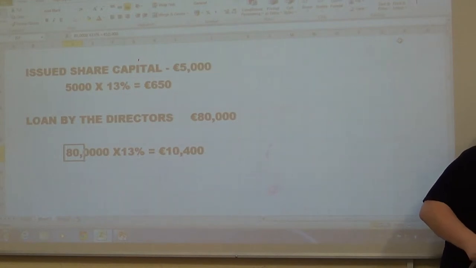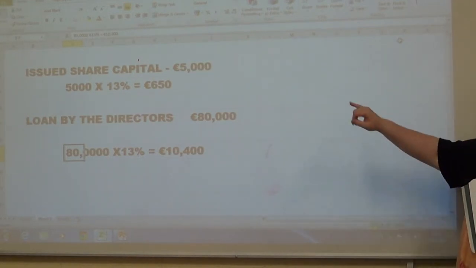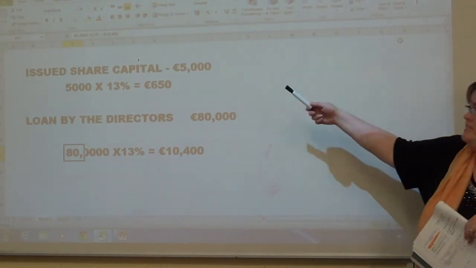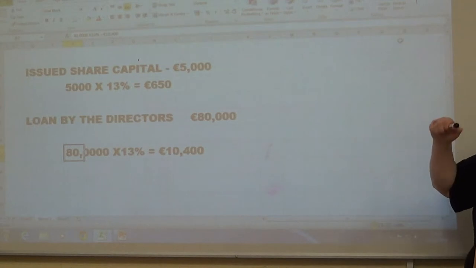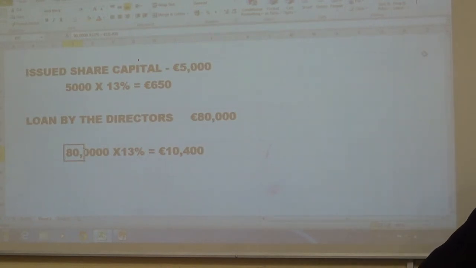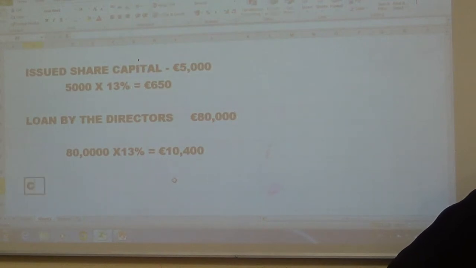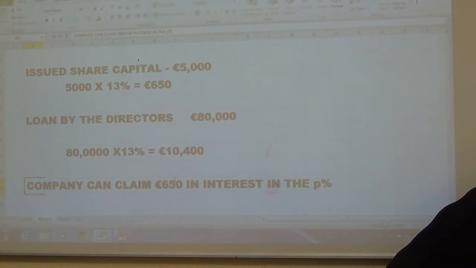Okay, that's your first calculation you actually have to do: 13% of the share capital or 13% of the loans given by the directors. And it's nearly always the share capital one that is the lower one. So that 650 euro is the amount of interest that they can claim in their P&L account as an expense. So the company can claim 650 euro in interest in the P&L account as an expense.